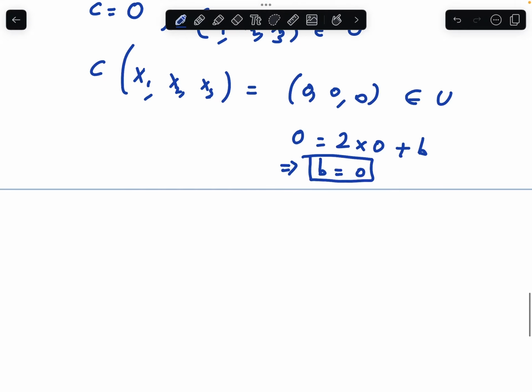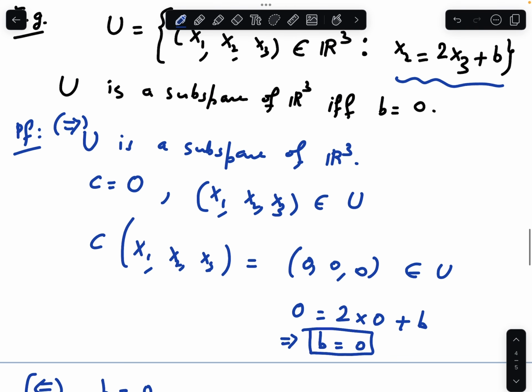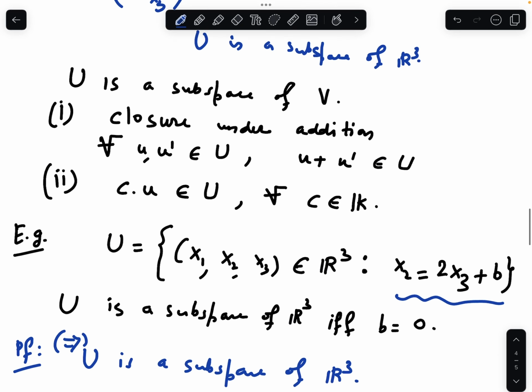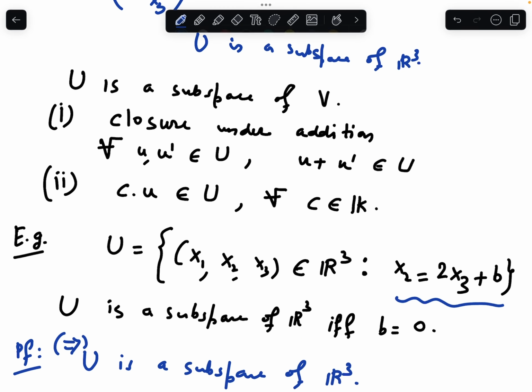Now for the converse, we assume that b is equal to 0. Right? Now we prove that U is a subspace of R3. Again, we'll use this result.